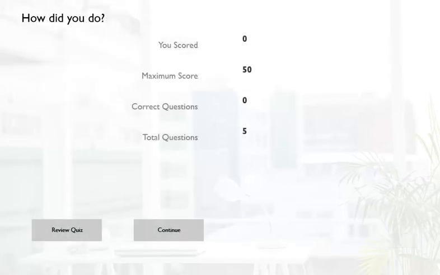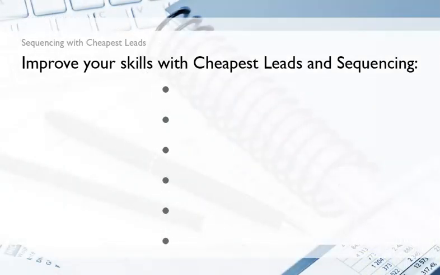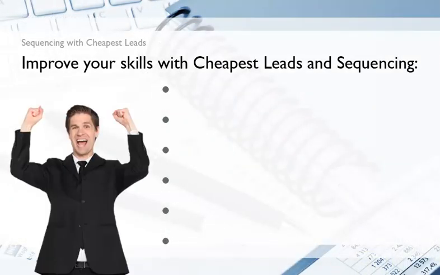You made it through. You can click the Review Quiz button on the bottom left if you'd like to see the answers again, or click Continue to move forward. Congratulations! Great job making all 3 of those cocktails. Now you can improve your skills with Cheapest Leads and sequencing. Remember the Cheapest Leads order: sour, sweet, dash or flavor, strong, and ice.